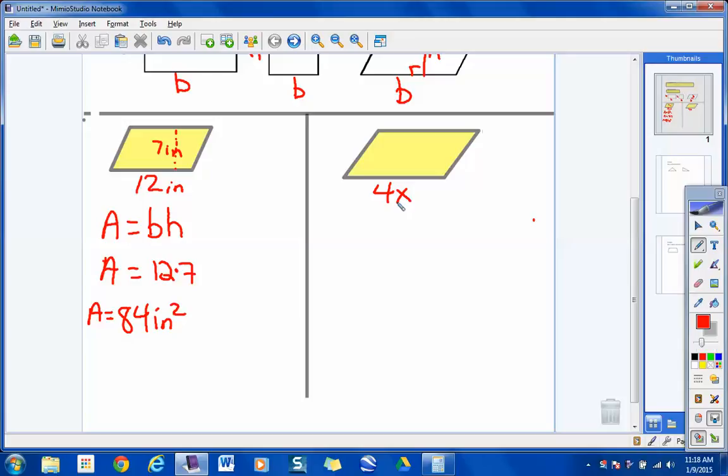Uh-oh. And then let's let the height be, get it in here as best I can. Let's let the height be maybe 3 inches. Okay? Now, I'm also going to tell you in this situation as well that, and I'll put this in a different color, that the area of this is going to equal 48 square inches.